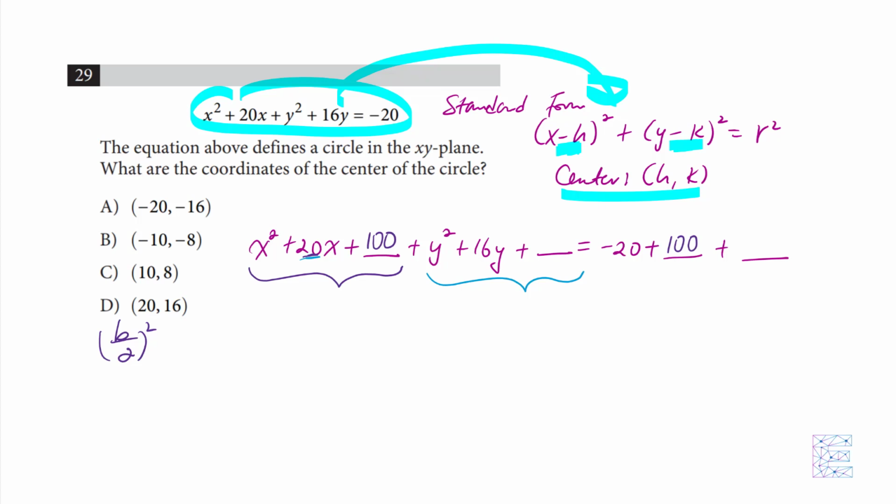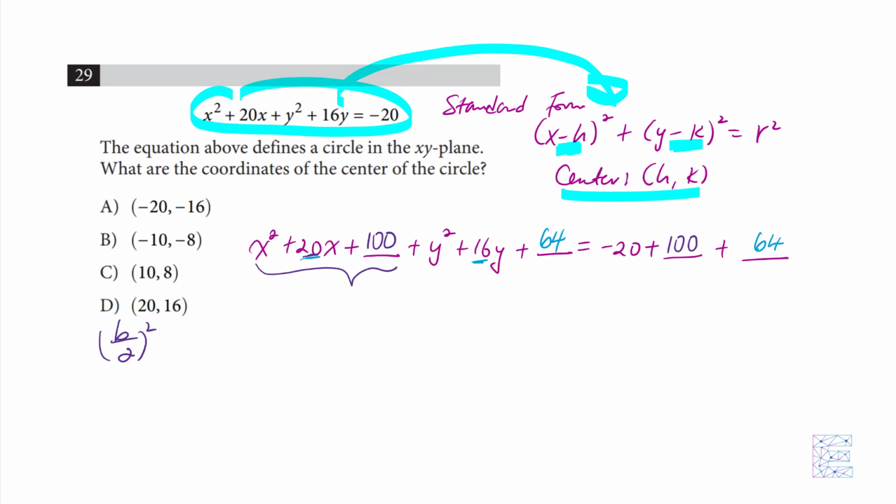Now for the second quadratic expression right here, our b value is 16. So it'll be 16 divided by 2, which is 8. 8 squared is 64. So 64 goes right here, and of course, we have to keep things in balance, so 64 on the right side. We're not so much concerned about the right side because the question is not asking about radius. So let's focus on the left side some more.